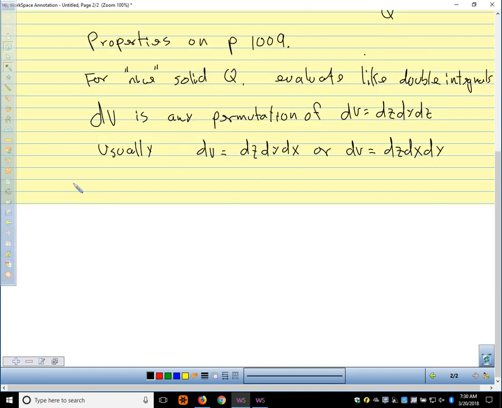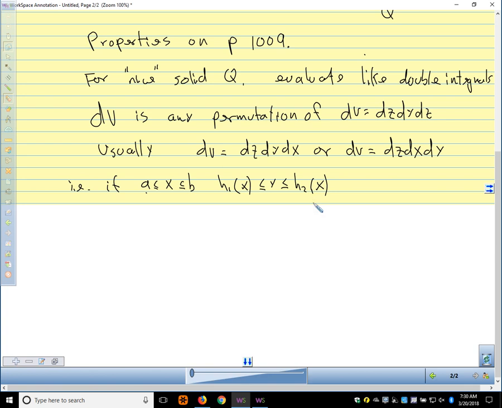So for example, if a is less than or equal to x, less than or equal to b, h1 of x less than or equal to y, less than or equal to h2 of x. So we're dividing our region in the xy plane into vertical rectangles. And then we have a surface up above the xy plane, g1 of xy less than or equal to z, less than or equal to g2 of xy.